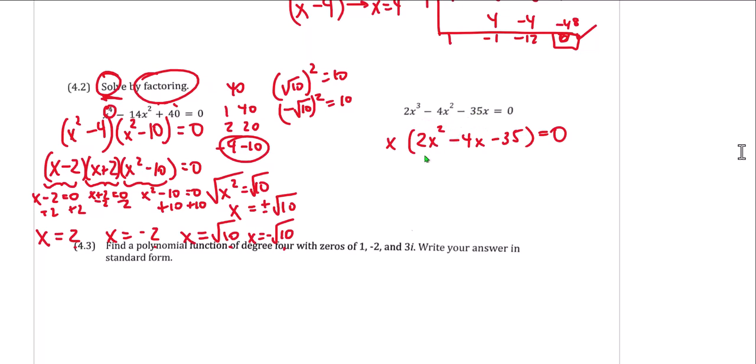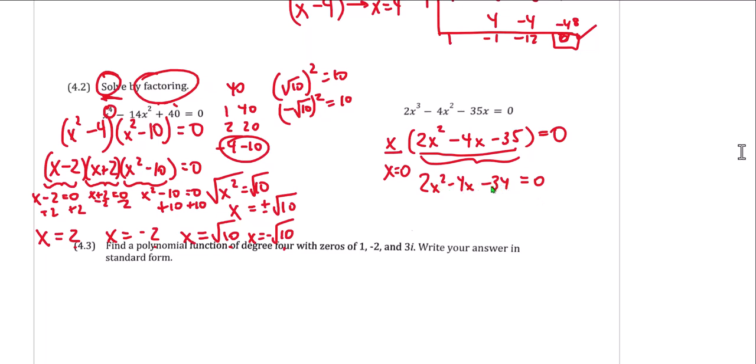So everything looks good there. Now, we did discover that this 2x squared minus 4x minus 35 is something we cannot factor any further. That's as factored as it can get. So what we would do here is we know that either x or this entire trinomial would have to equal 0 in order to produce a 0 over here. So we know that x could equal 0, or all of this could equal 0. 2x squared minus 4x minus 35 equals 0.